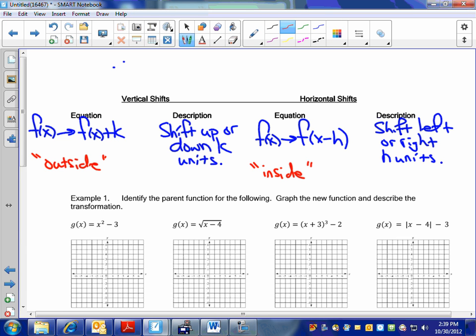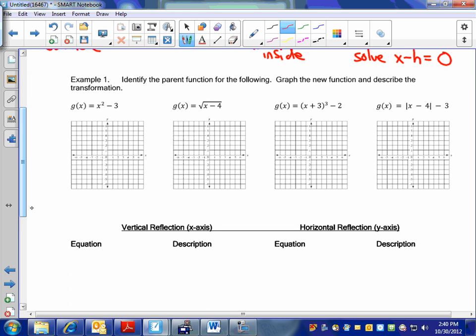I'm going to put one more thing by the description. This is super important. In order to figure out what the shift is, solve x minus h equals 0. Don't just look at it. Solve it. So let's try these. Identify the parent function of the following, graph the new function, and describe the transformation. A for the date. What's the parent function for this one right here?